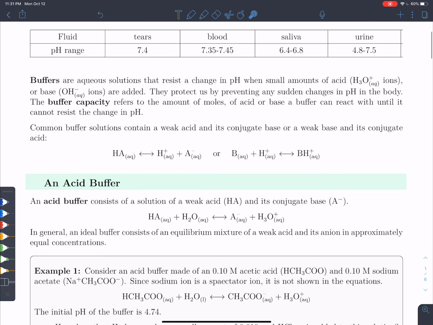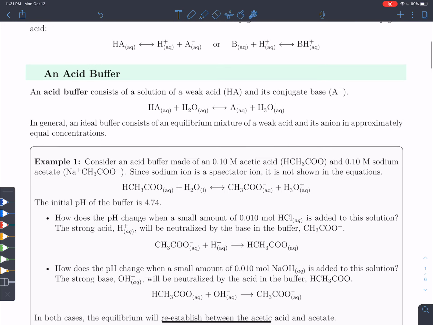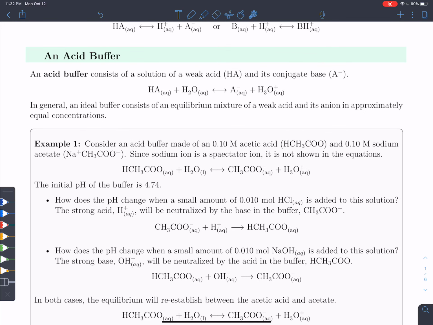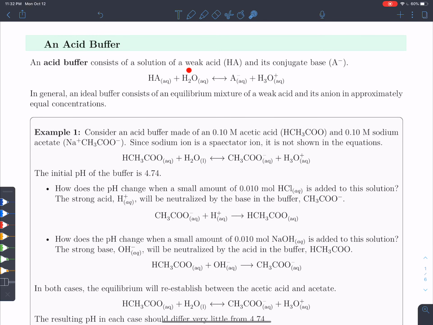Okay, and when we're looking at acid buffers, we're looking at a solution that deals with a weak acid, HA, and its conjugate base, which is A minus. I've shown that equation right here, and you can see that it goes back and forth because it's in equilibrium. Essentially it's going to either produce hydronium ions and your conjugate base, or it's going to produce water and your weak acid.